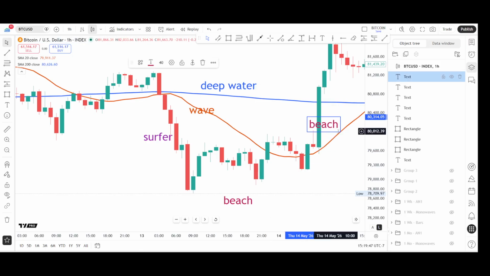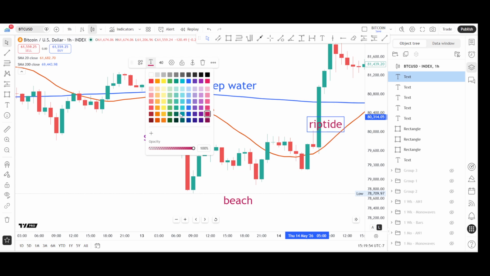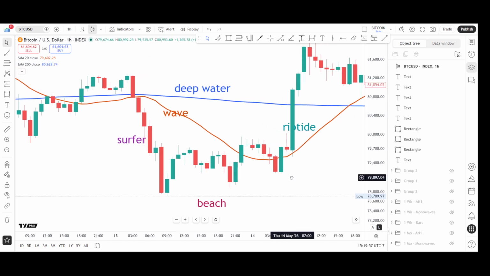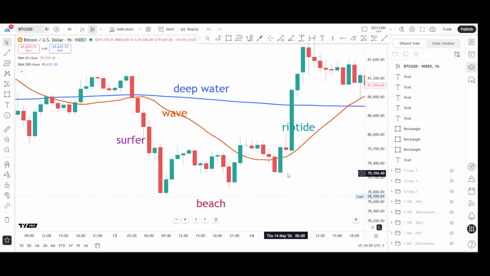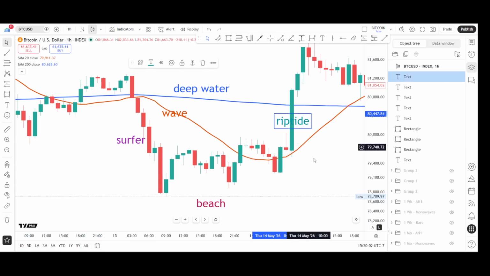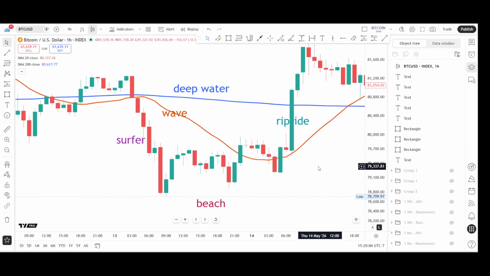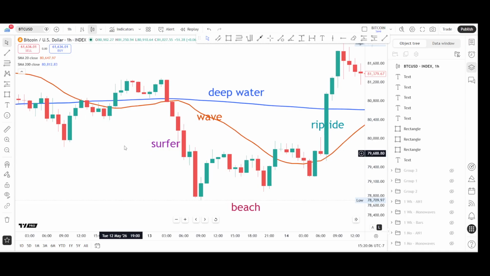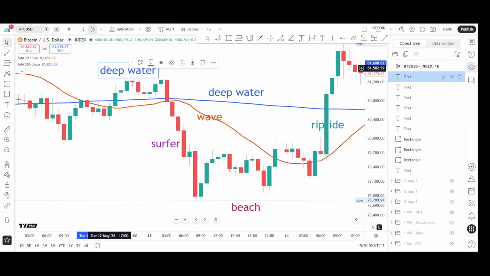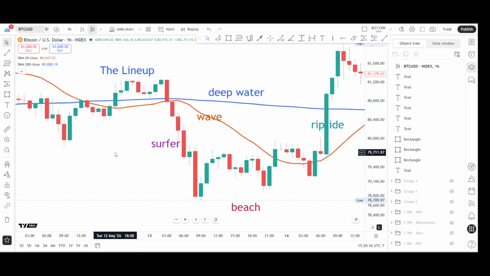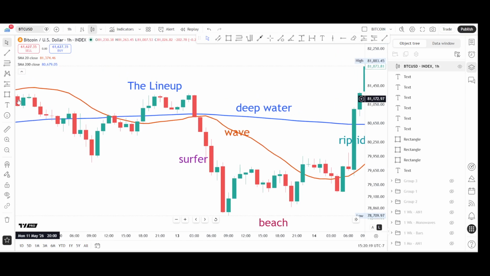This is our riptide if it works out. They don't always work out, but let's just put that there. I think I had that one in turquoise. And then let's see, what else am I missing here? Well, I'll find one if I think there was one I'm missing. All right. So we're in our lineup. Remember I called it the lineup? That's the narrow state. That's where the surfers sit, waiting. The market has gone sideways. The 2 moving averages are coming together.